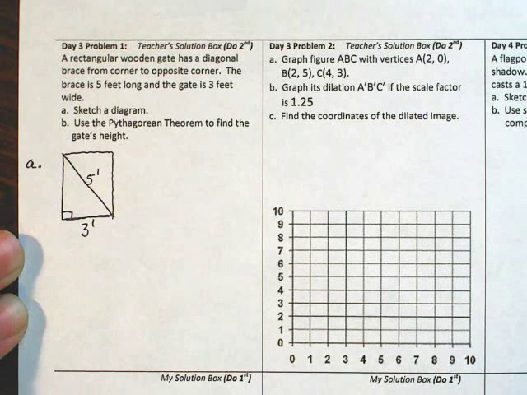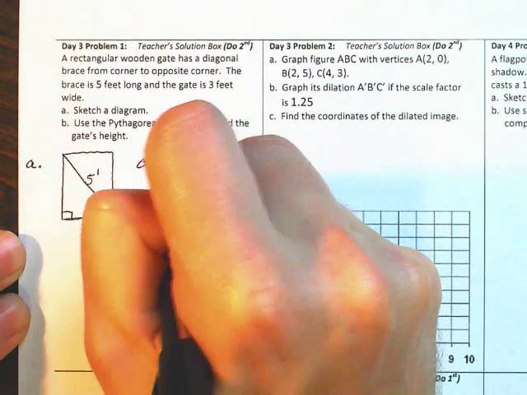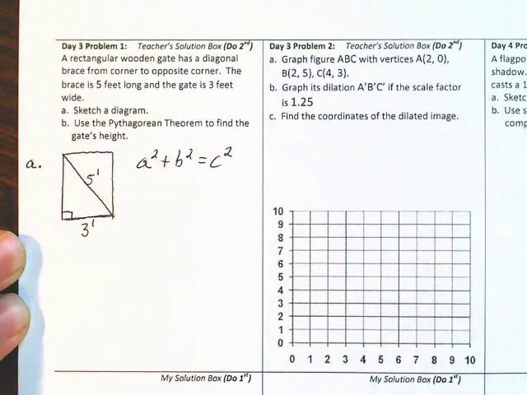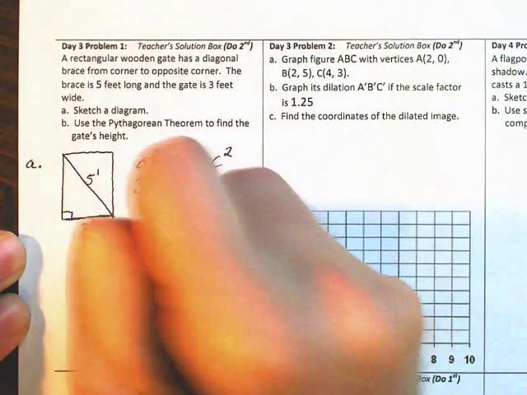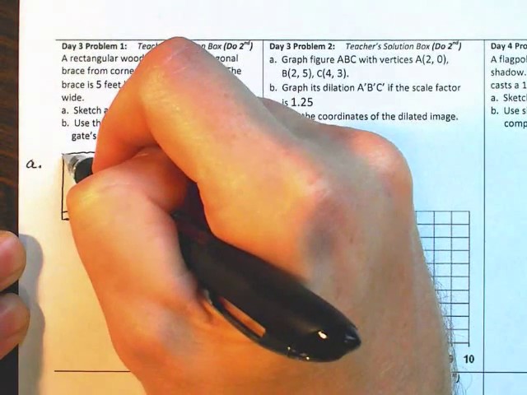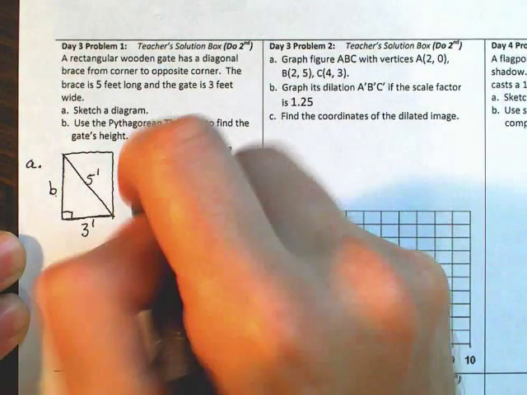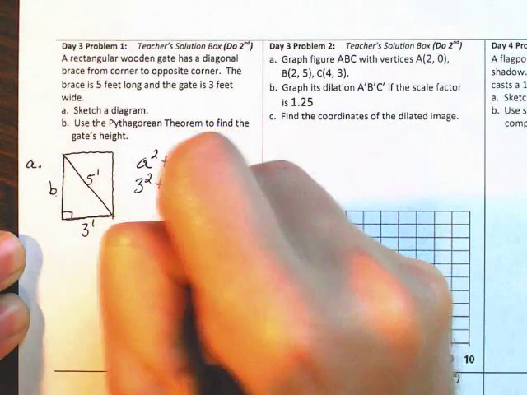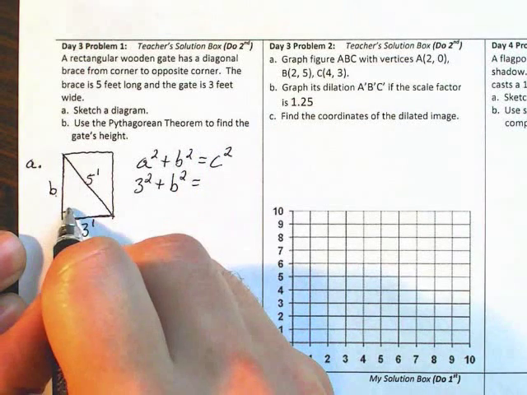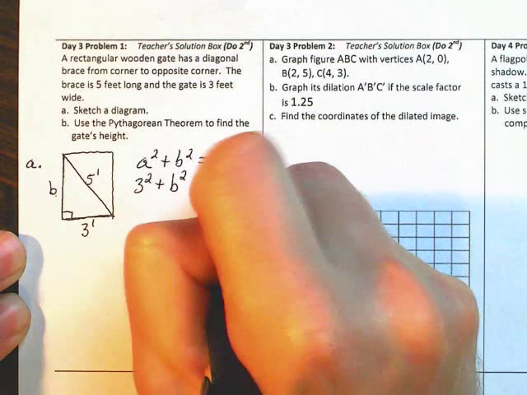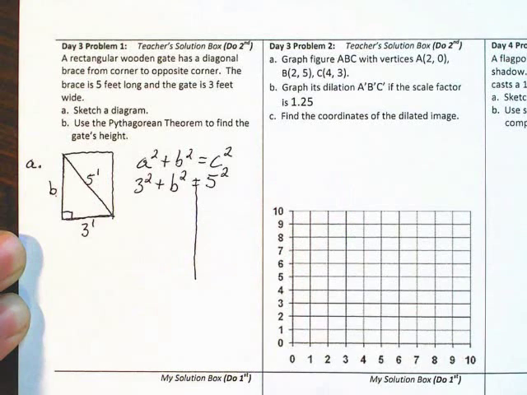Now part B, use the Pythagorean theorem to find the gate's height. A squared plus B squared equals C squared. The letter A is 3. The letter B is the leg of the right triangle that we do not know. And so in the diagram we can label that with the variable b, and in our equation keep using the variable b. Now for the letter C, the hypotenuse of the right triangle, that is the 5. So here's our equation that we're going to solve for the variable b.